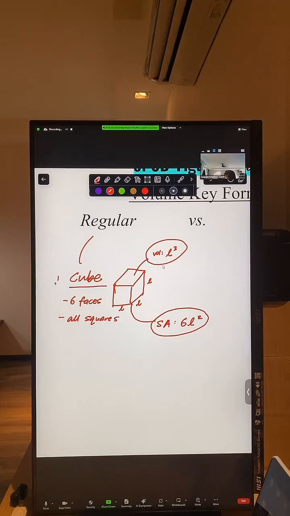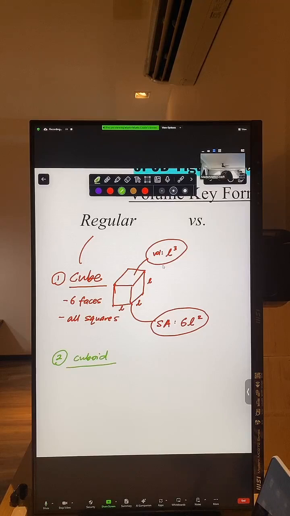Okay, so that's your cube. This one number 1. Okay, let's use a different color. What about a cuboid? Cuboid. So for a cuboid also you have 6 faces.